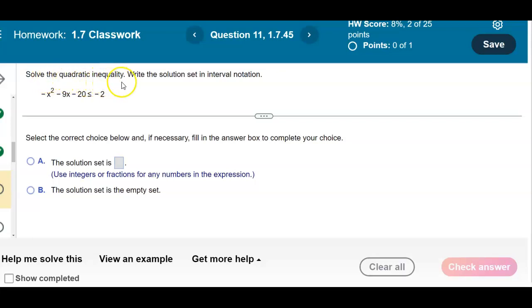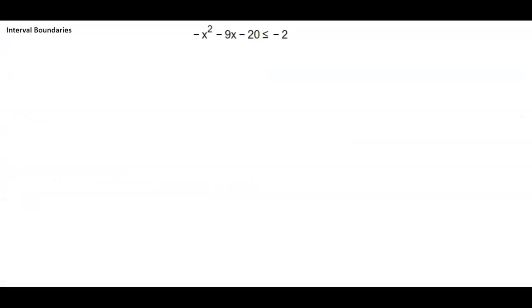Solve the quadratic inequality and then write the solution set in interval notation. We have negative x squared minus 9x minus 20, which is less than or equal to negative 2. So here we have our problem.